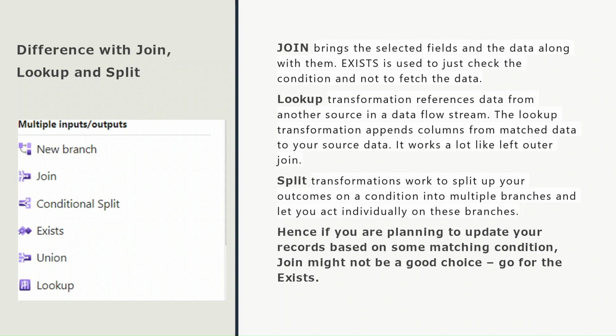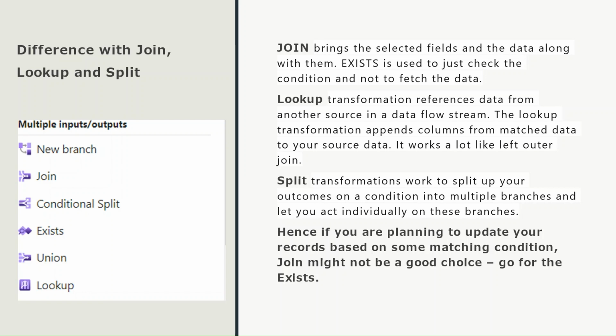So why not join, why not lookup, or why not split? Because join brings the selected fields and the data along with them. Exists is not like that. Exists is used to just check the condition, not to fetch the data. Here we are going to just check the condition. If the condition is matching, with all the records of the customers, all the records of the employees, all the records of the vendors, if they're matching with the newly supplied set of my Excel, only those records are going to be updated, the rest are not. So join is not going to help us here.